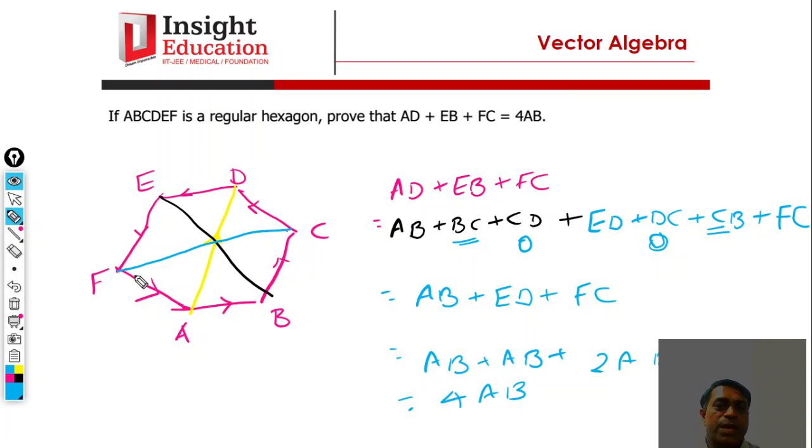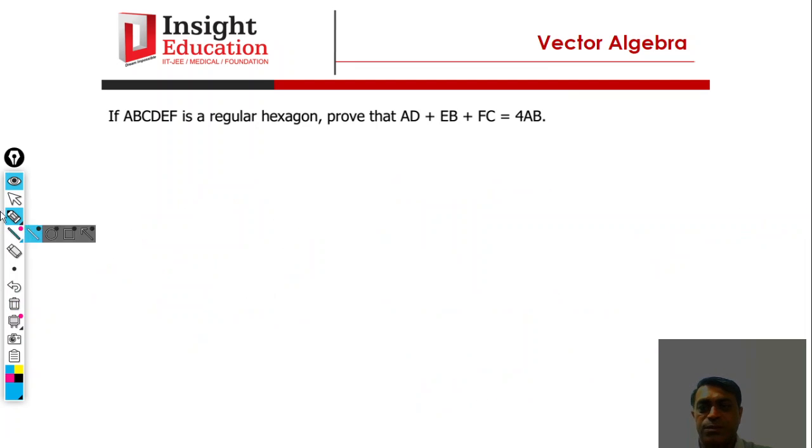Clear? So same direction ED. If it were DE, then minus AB, but ED is equivalent to AB. Okay, so you can solve any type of example in this manner.